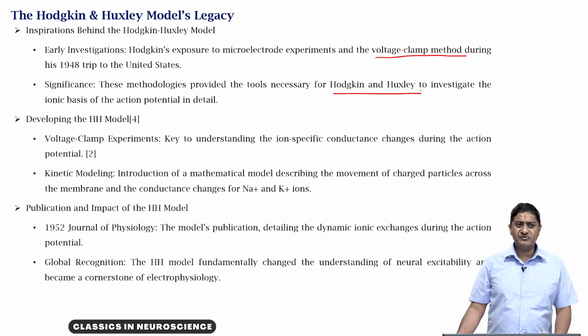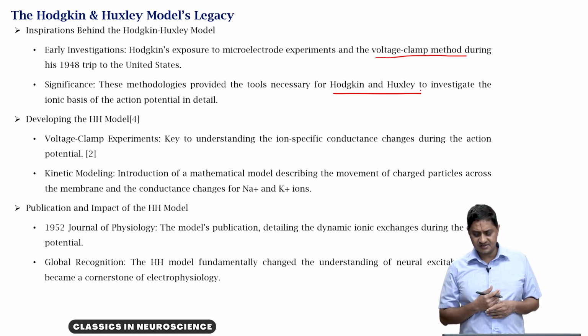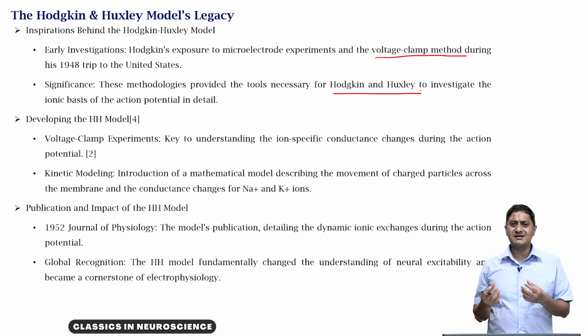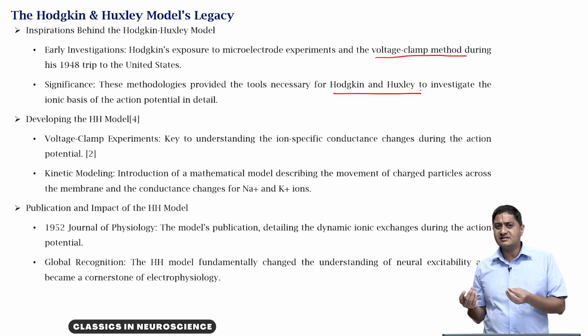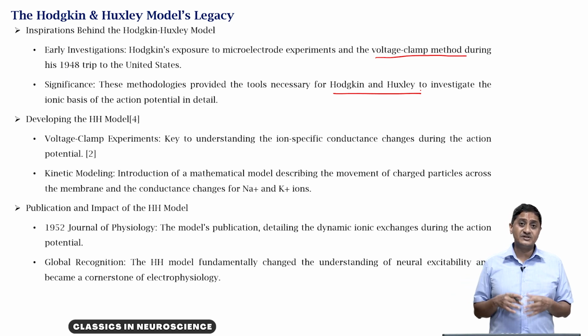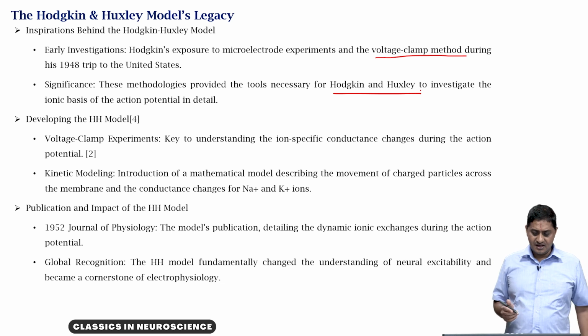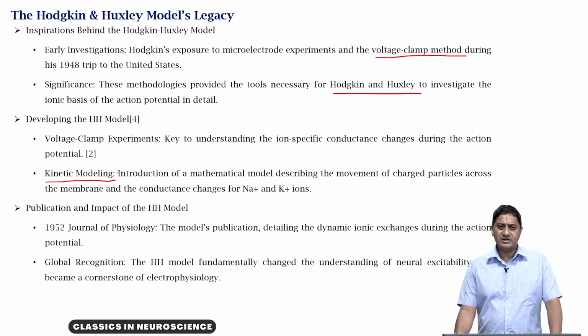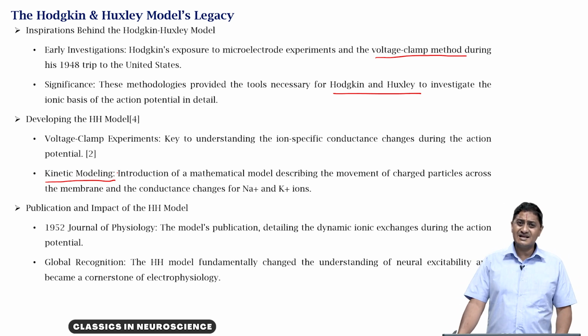So, they performed voltage clamp experiments which were key to improving our understanding of ion specific conductance changes during action potential. They first thought that there was a carrier, some medium that was taking the ions from one side to the other. It took them 2 years of data analysis to disprove this idea. Then they came up with kinetic modeling of the ion flow, so chemical kinetics. They introduced a mathematical model that describes movement of charged particles across a cell membrane that also had a potential difference between them.